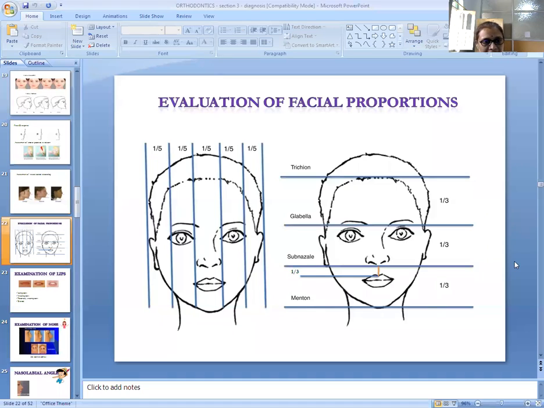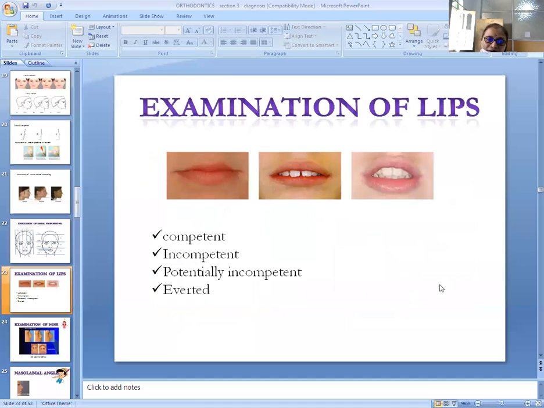Now, next, examination of lip. Orthodontically, we are concerned about competent, incompetent, potentially competent, and everted lips. What are competent lips? Both upper and lower lips are joined. That means there is a normal lip seal at rest. See the first diagram, the upper and lower lips are closed. They are in contact with each other.